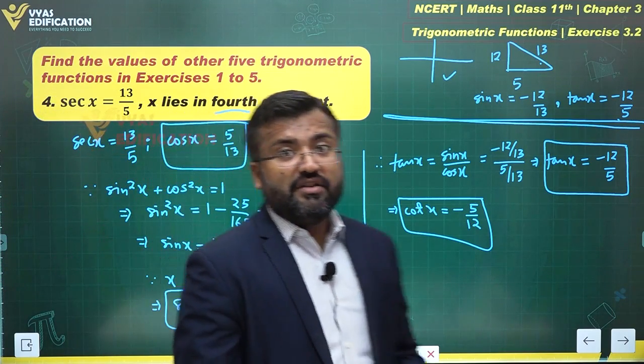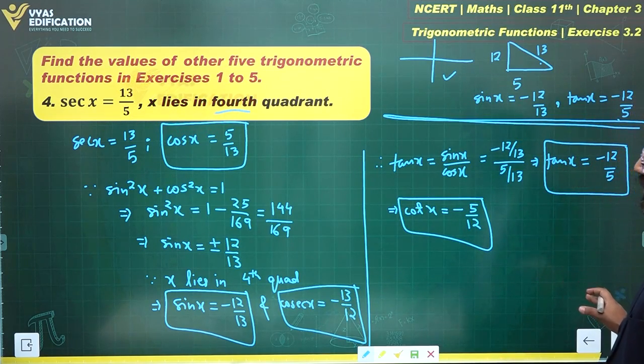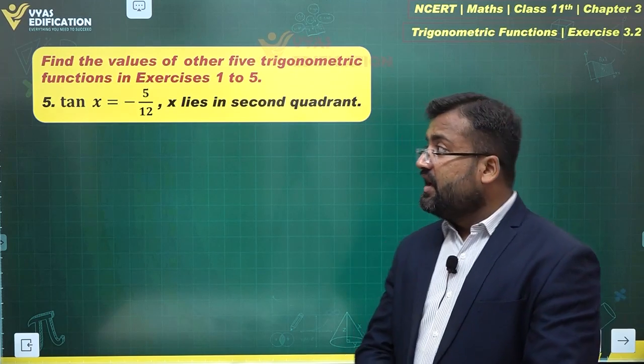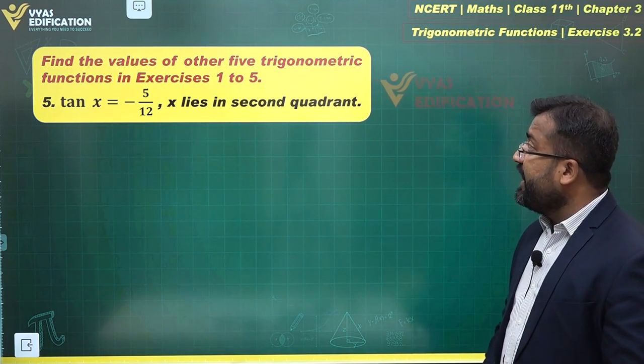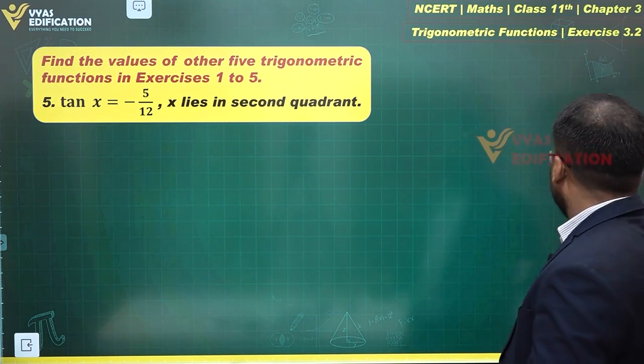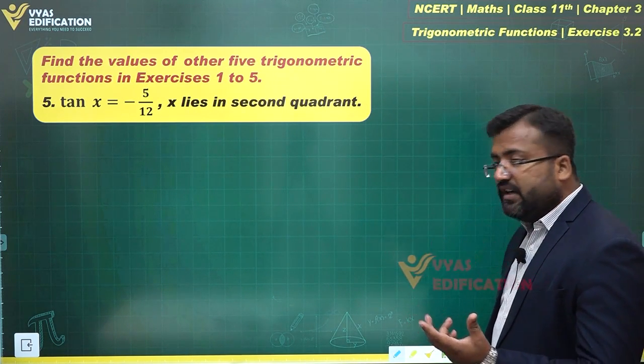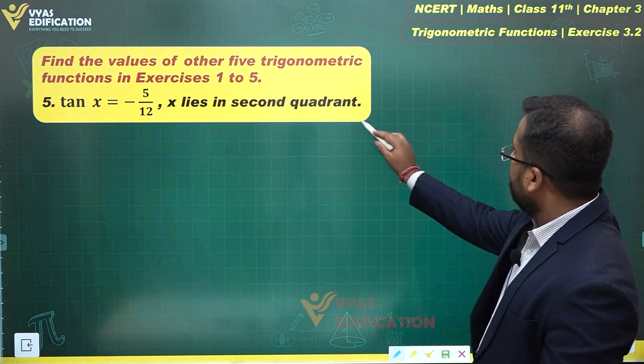Let me get aside for a bit so that you can take a look at the complete solution. That's all in this question. Let us solve this one next. Tan x equals minus 5 by 12. X lies in the second quadrant. How do we approach this question? A simple approach would be to draw the diagram and get the values orally.